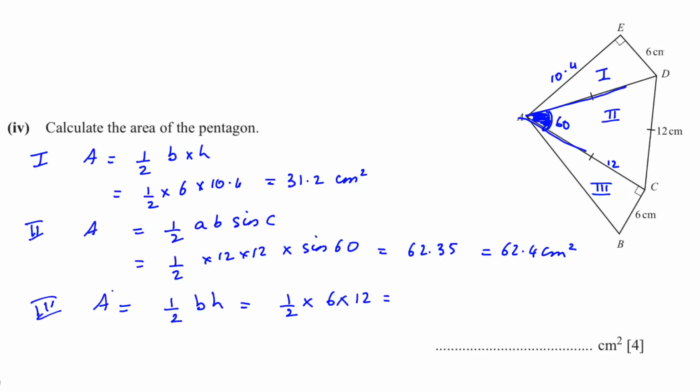This will give us 36 square centimeter. So the total area of the pentagon is equal to 31.2 plus 62.4 plus 36, 129.6 square centimeter.